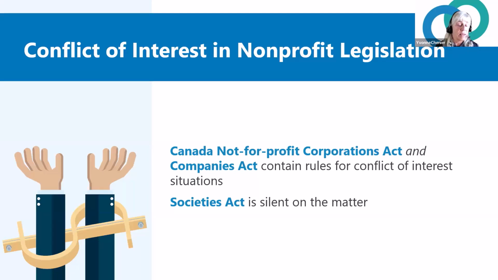And in Alberta, the Companies Act has a process as well that is not as modern as the Canada Not-for-Profit Corporations Act, but there is a process laid down in the Companies Act for disclosure of conflict of interest that directors might have.